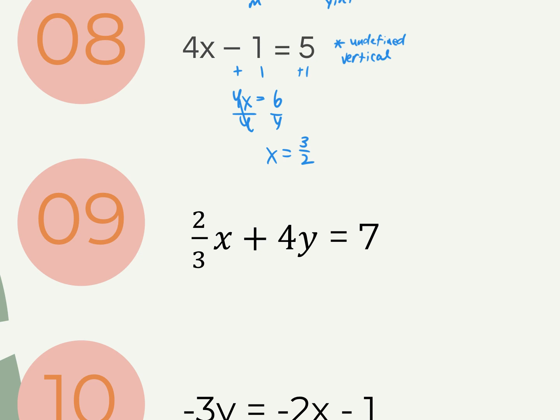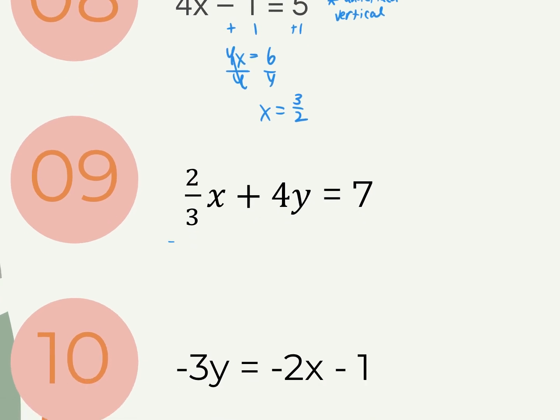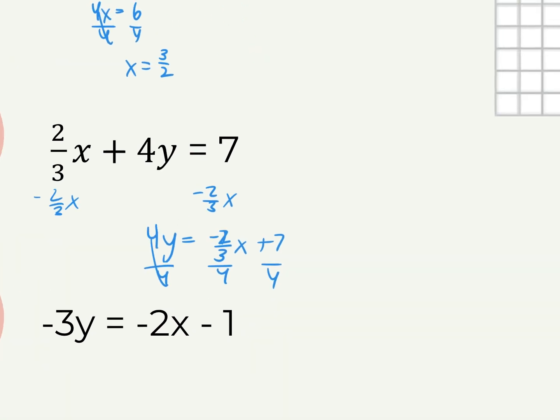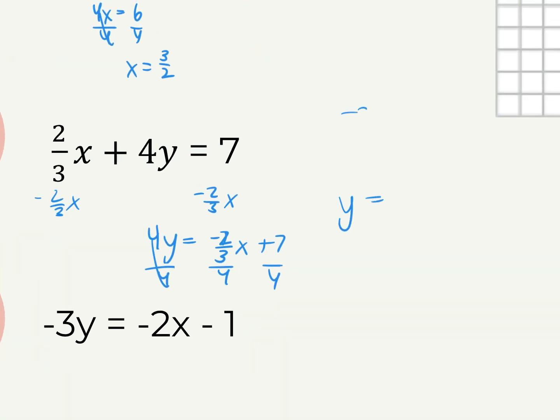All right. How am I going to fix this one? I'm going to subtract the 2/3 x. Good. So 4y equals negative 2/3 x plus 7. And then what? Divide by 4. What? That's weird. So I have y equals, if I have negative 2/3 divided by 4, I'm actually multiplying by 1/4. Good. So negative 2 over 12 gives me negative 1/6 plus 7 over 4.